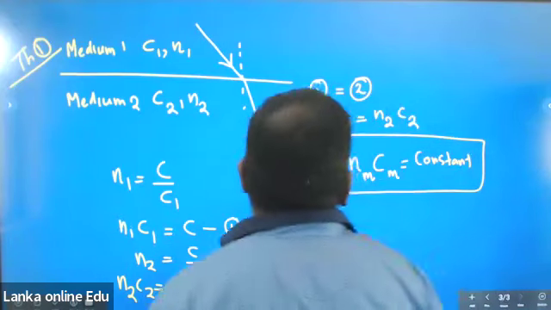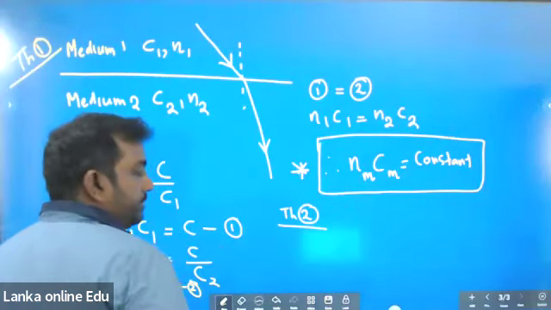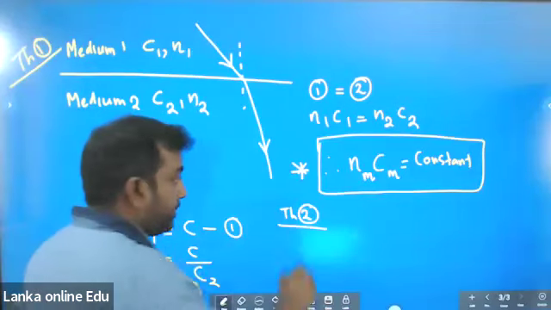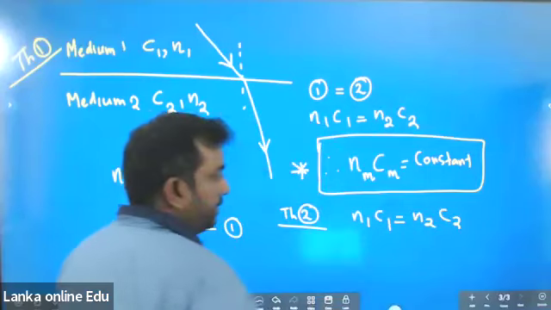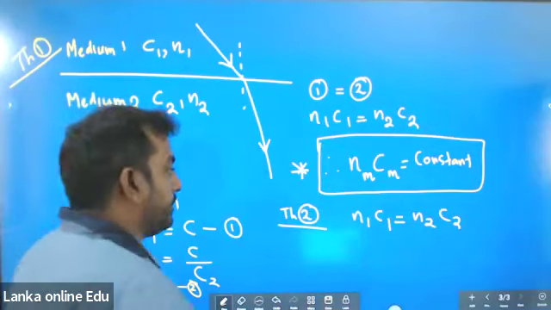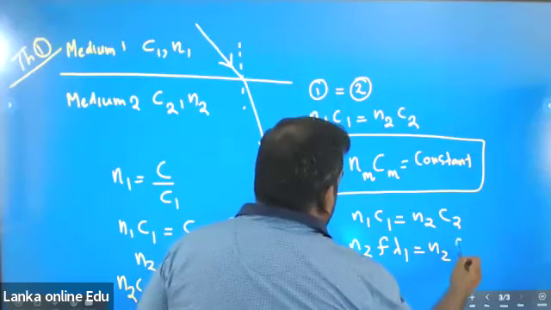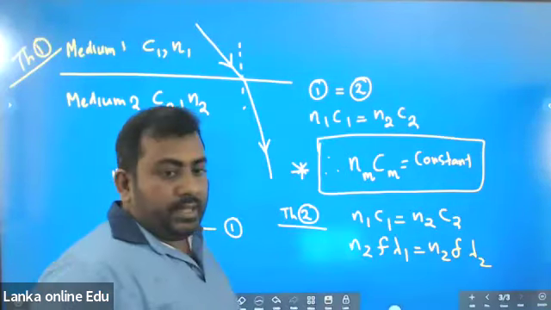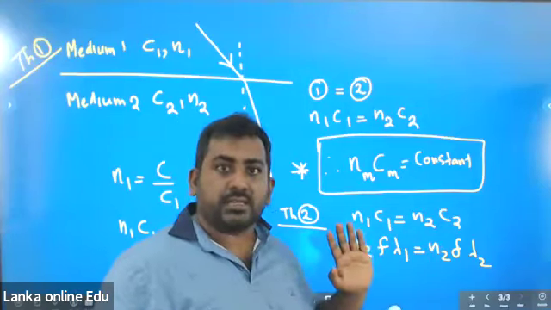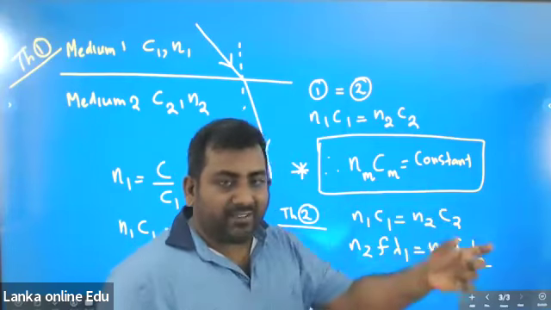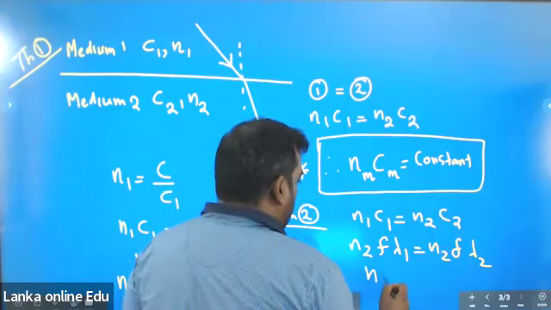Right. Now look at this. The second theory part. Observe. N1 C1 equals N2 C2. Light is a wave, no? So we can put F lambda 1, F lambda 2. Remember, when the light travels from one medium to another, the frequency will not change. So speed will change means wavelength will change, but frequency won't change. F and F cancel off.